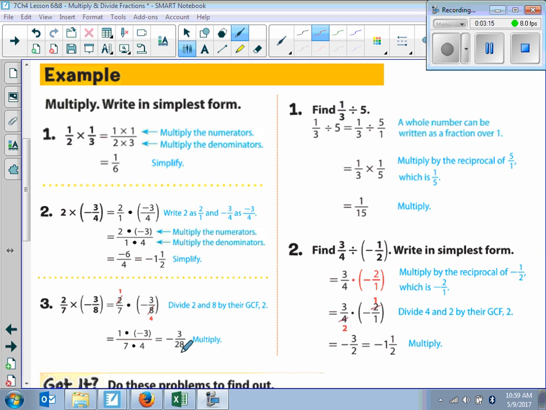Okay? I want you to pay attention to the fact that this negative can be either in the middle of the fraction, it can be in the numerator, or it can be in the denominator. Okay? But it can only be written once.